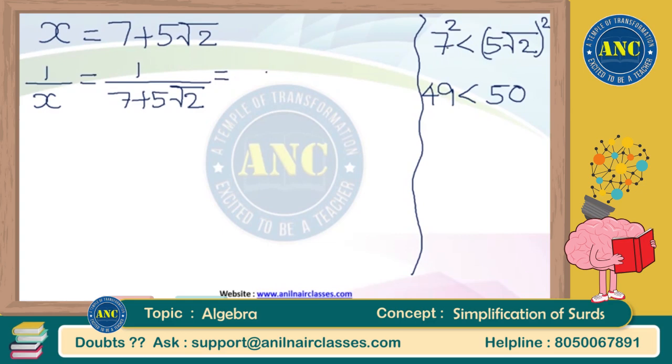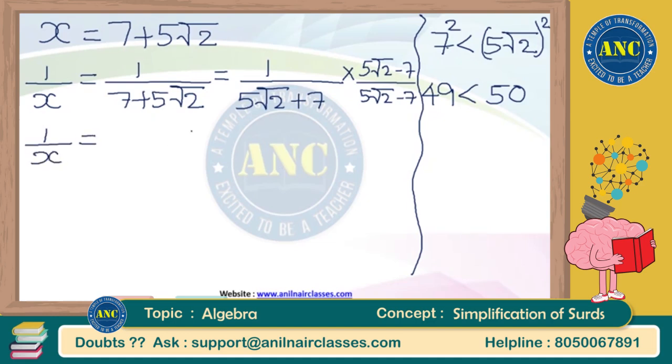So I should not write this 1 by x as 1 by 7 plus 5 root 2. I should write it as 1 by 5 root 2 plus 7, because when I rationalize it, I should multiply the numerator and denominator by 5 root 2 minus 7, because 5 root 2 minus 7 becomes a positive value. Now same explanation, same way of solving. 1 into 5 root 2 minus 7 is 5 root 2 minus 7, divided by 5 root 2 plus 7 into 5 root 2 minus 7. Again same logic, sir. a square minus b square is 50 minus 49, it is 1 in the denominator.